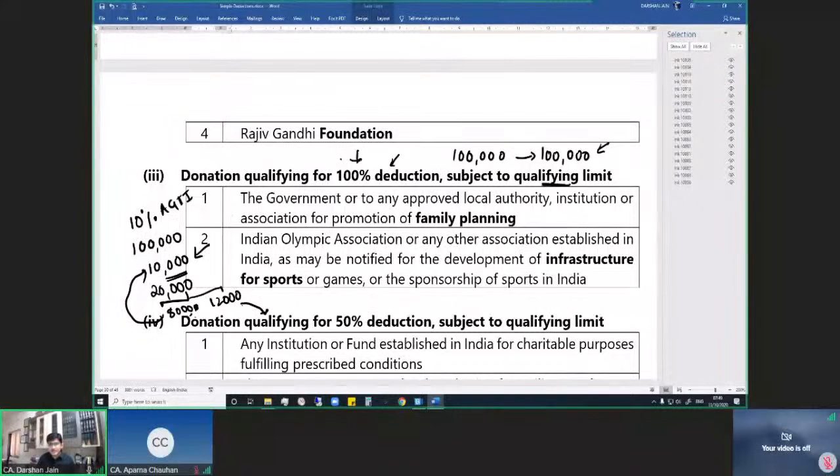You'll see this by way of an example, but understand that there is a qualifying limit for certain donations made to certain funds, and that qualifying limit is 10% of the adjusted gross total income. Donation qualifying for 100% deduction is donation paid to government or local authority or institution or association for promoting family planning. So if you're making a donation to any approved institution or local authority or government for the promotion of family planning, you can claim 100% deduction of such donation.